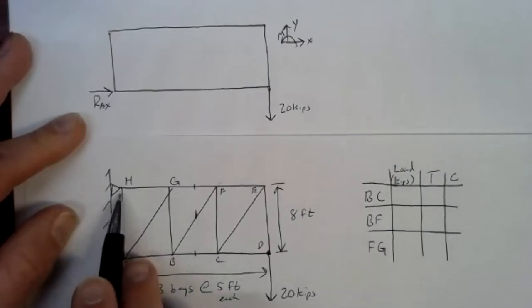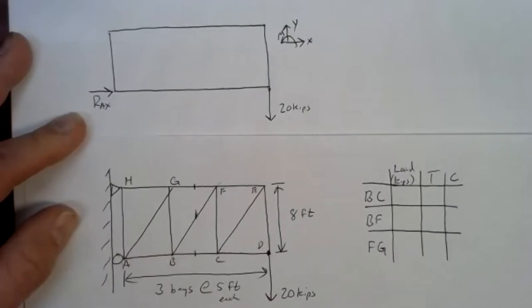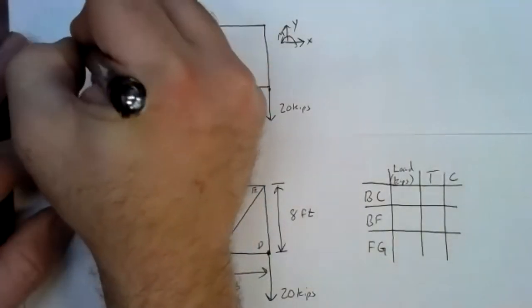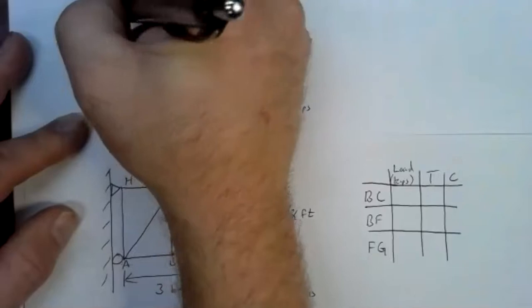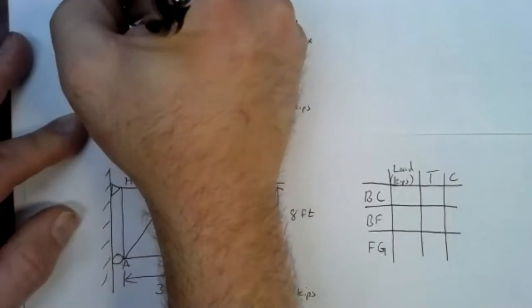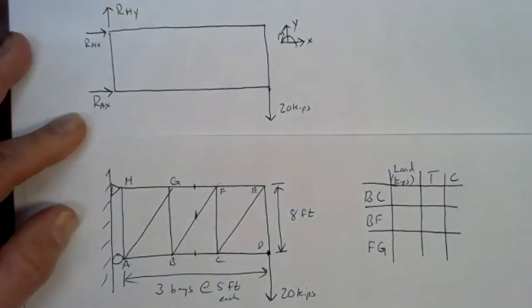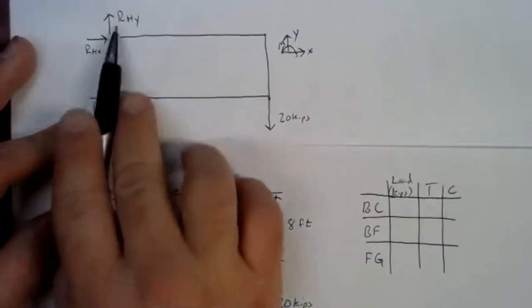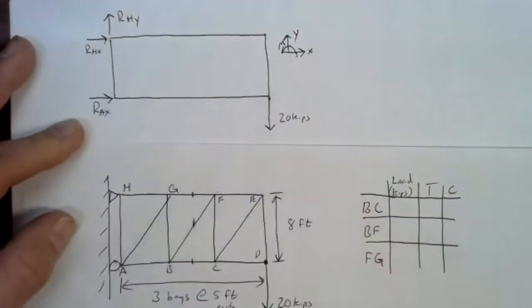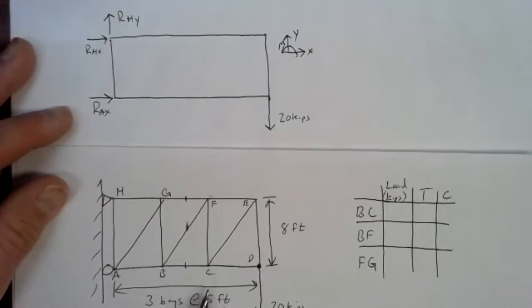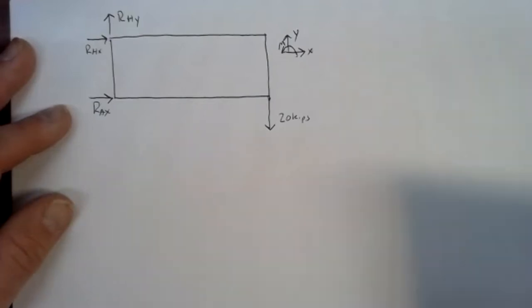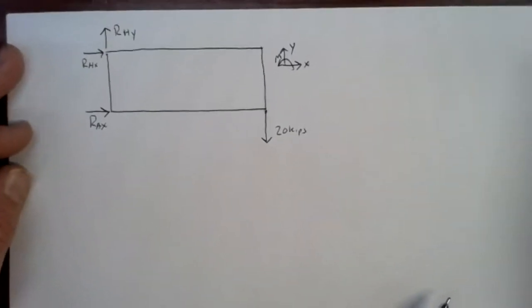At H, we've got a pinned support, and a pinned support can contribute two forces, an x direction reaction, which I'll call RHX, and a y direction reaction, RHY. Those are all the external forces, the two sets of forces at our supports and our single applied 20 kip force. And we'll pull any geometry we need off of the original drawing when we need it. So let's solve the external problem here first.